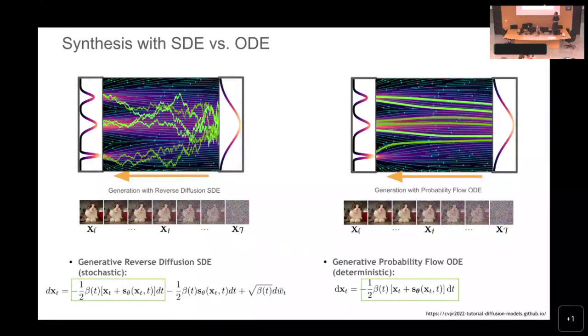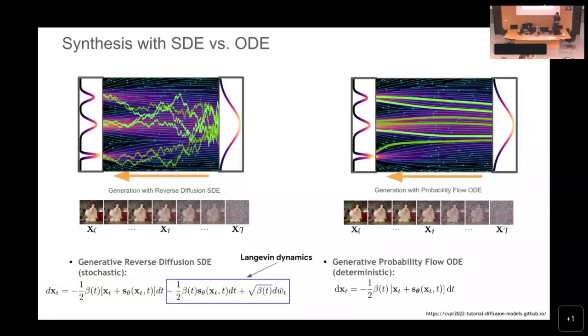Looking at the SDE and the ODE in a bit more detail, we can take the SDE on the bottom left here and split it up into two parts. I've isolated the part that's equal between the two, and then we have this remainder term. This remainder term can be recognized as Langevin dynamics. Langevin dynamics is a particular technique in Markov chain Monte Carlo that allows you to approximate any distribution if you just know its score. You don't have to know its normalizing constant, and you don't have to be able to sample from it explicitly. You just have to evaluate its score.